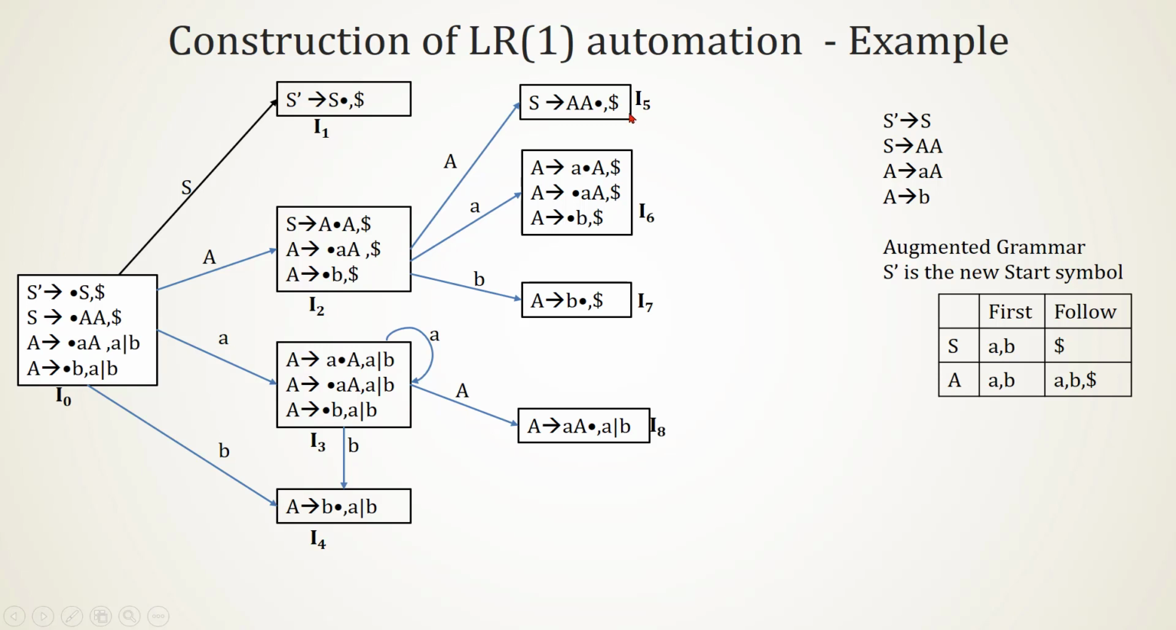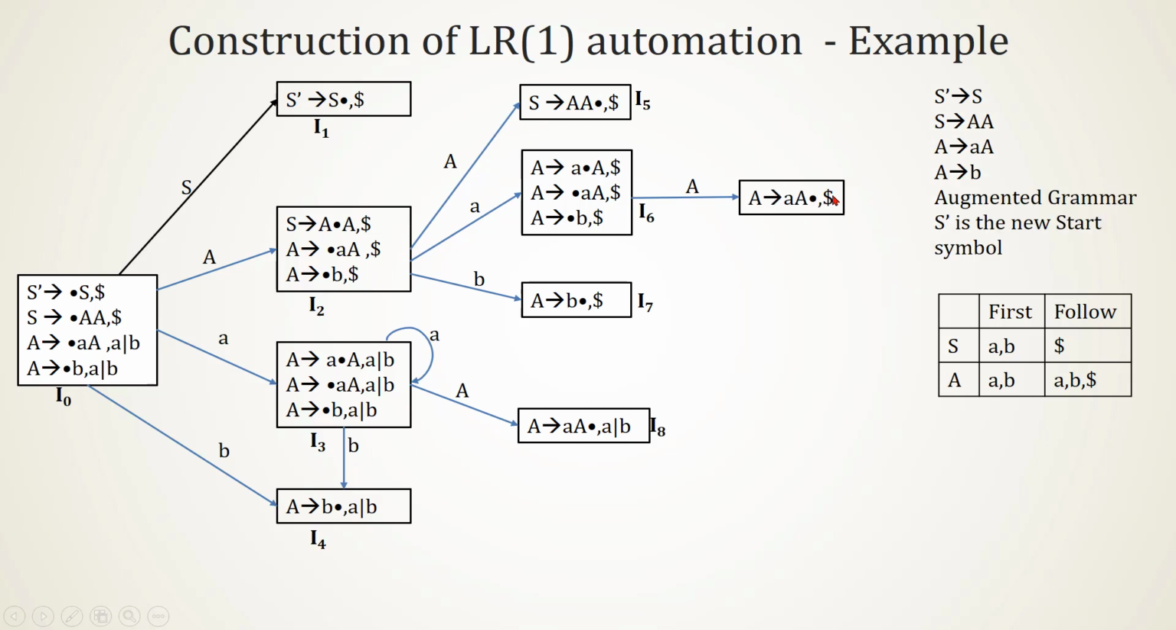Next you have to look at item 5. Item 5 also, no more transitions are possible. Let's look at item 6. We can have a transition on capital A. So what will be the transition? A derives AA, comma, dollar. Here I have a production A derives AA, but the lookahead is different, A or B. In this transition, the lookahead will be dollar. Next, I will number this item as I9.